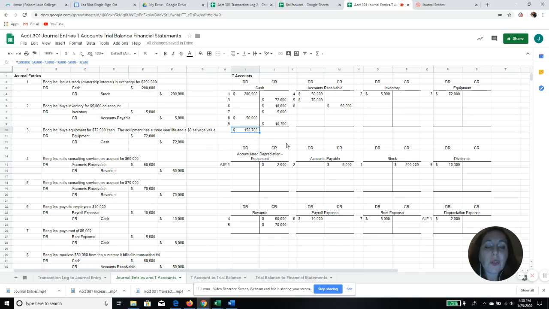So I'm going to go ahead and do this for each of the accounts. For accounts receivable, which has a natural debit balance, we have a debit balance. So we have 50,000 plus 50,000 plus 70,000 minus 50,000 gives us a balance of 70,000 in accounts receivable. Inventory, this is easy math because there's only one entry, so it's 5,000. Equipment has 72,000.